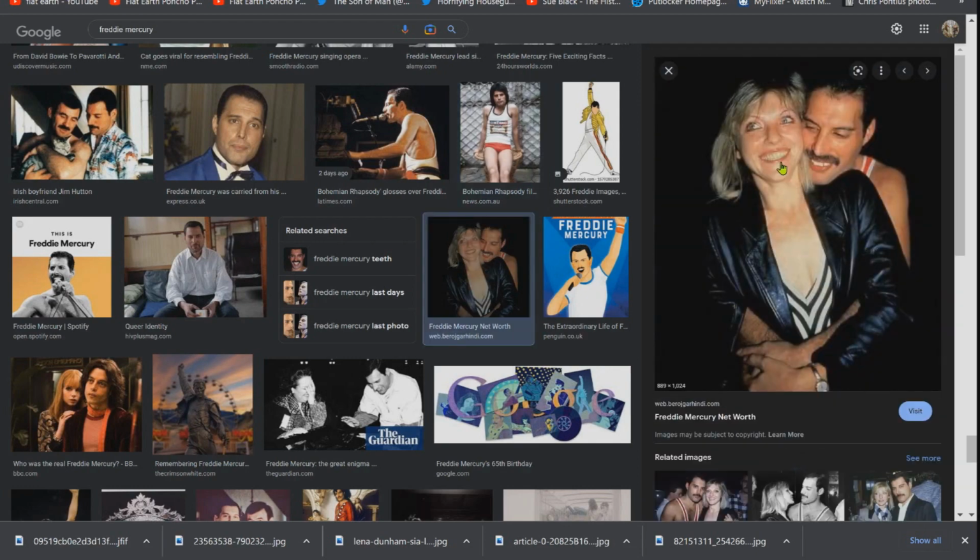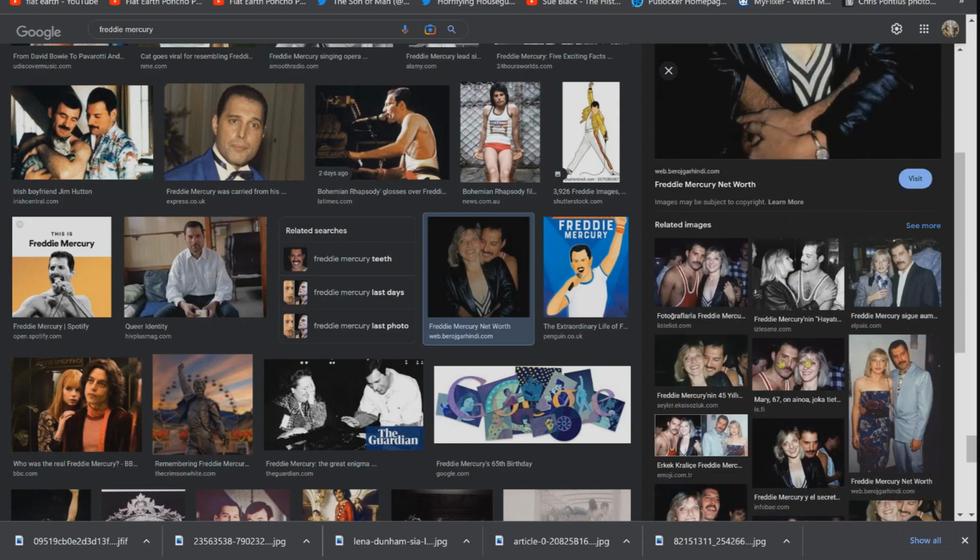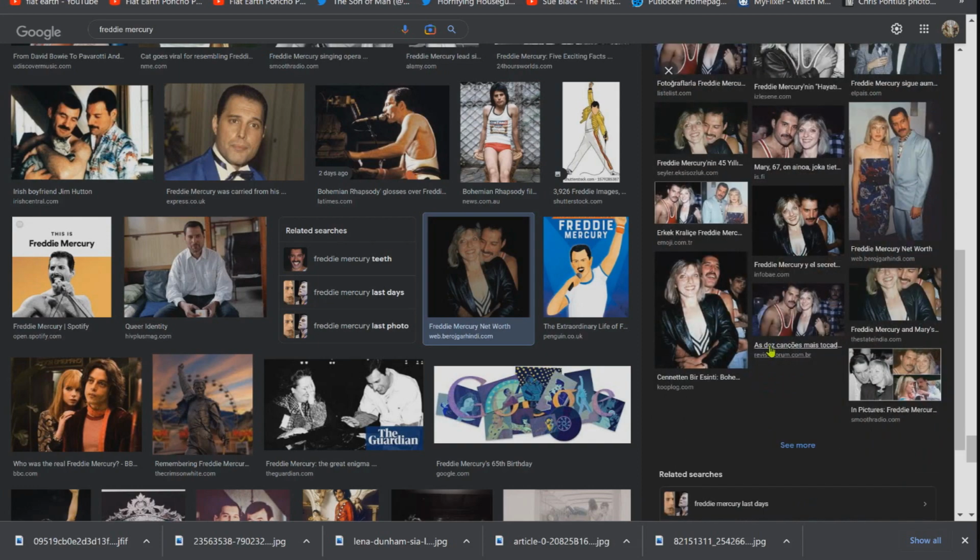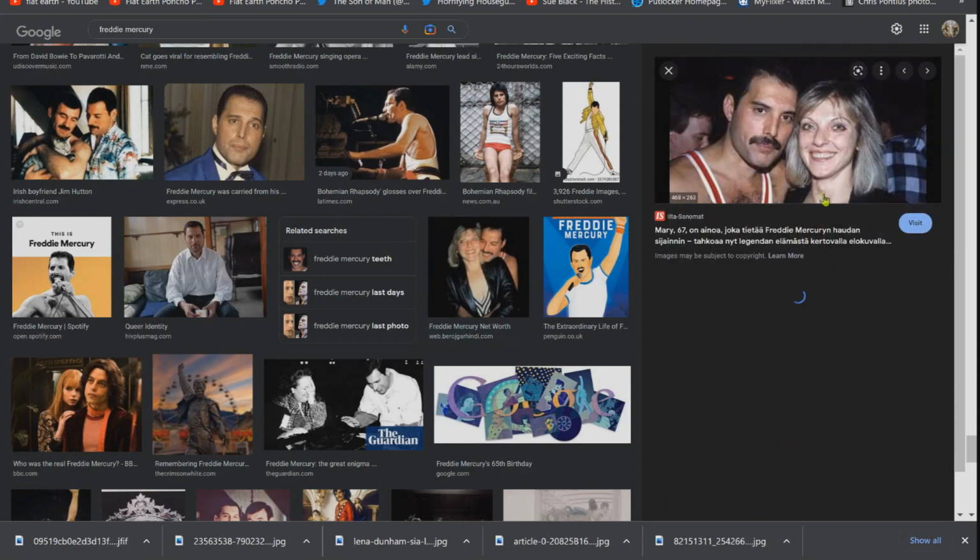He's got a wide smile, hasn't he? That's a man and a half. Yeah, he's got a big set of Sid the Sloth eyes as well, flat chested. Freddie Mercury net worth. I don't know who that is. Freddie Mercury, it doesn't say, does it? Mary. 67, she's not 67.